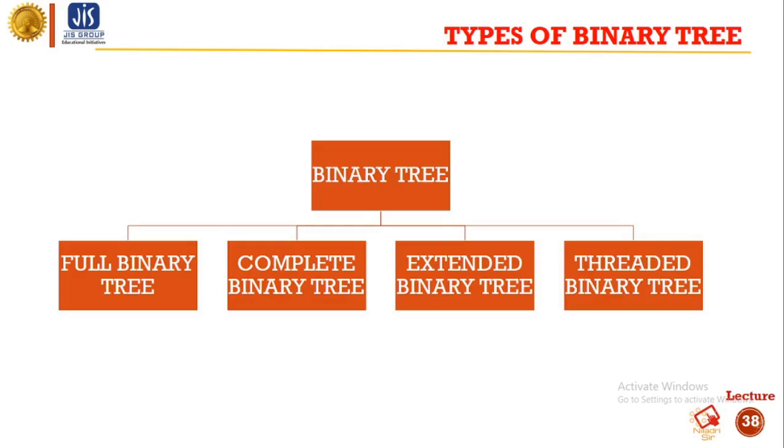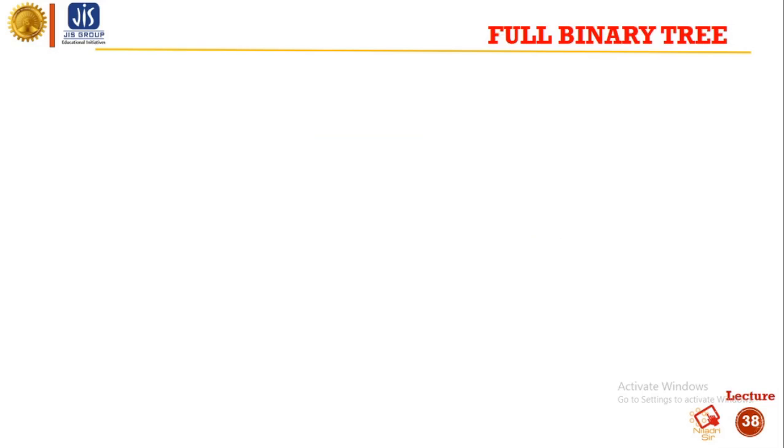Now these are the different types of binary trees. Number 1 is the full binary tree, the next one is the complete binary tree, next is the strictly binary tree, then the extended binary tree and the threaded binary tree. Now what is a full binary tree?